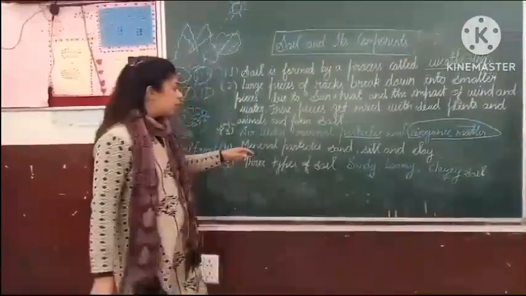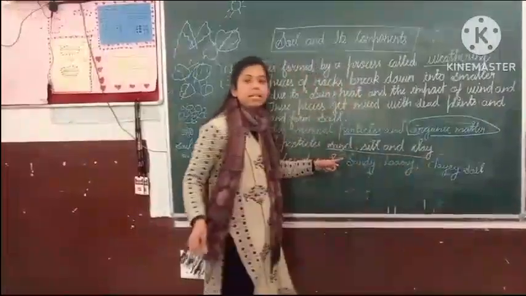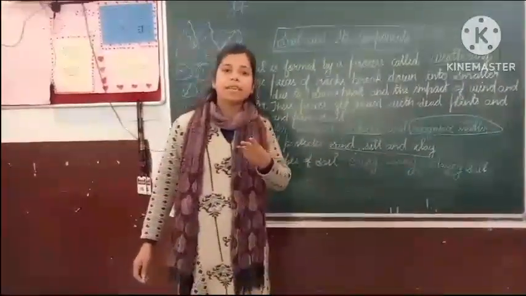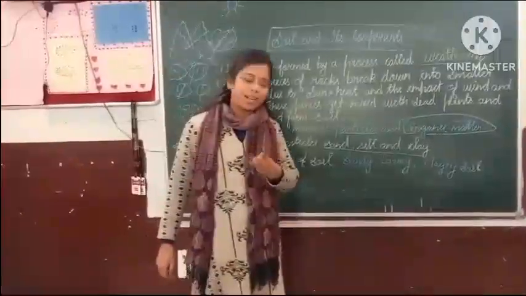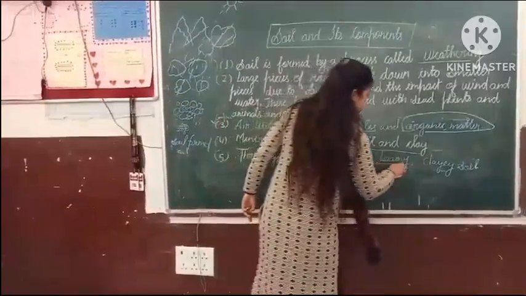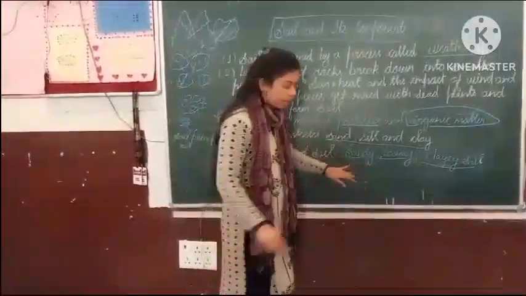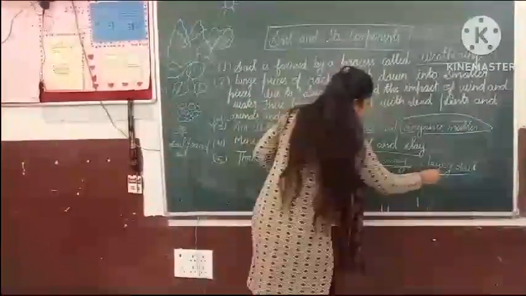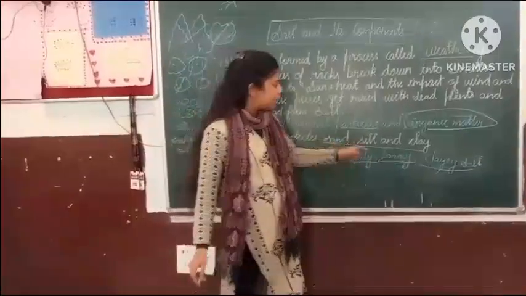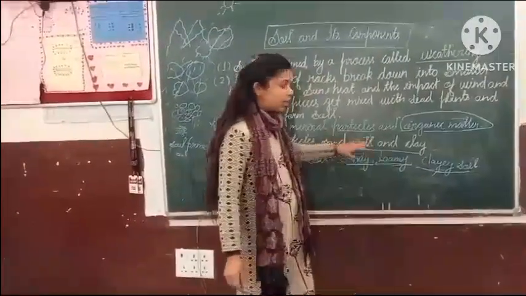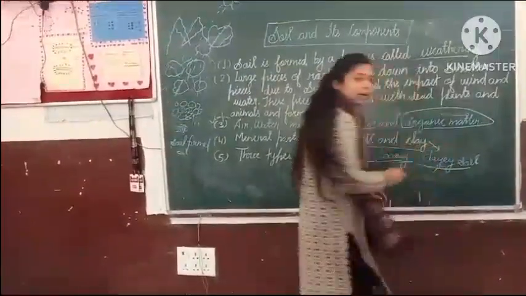Okay, so depending on these particles, we can see three types of soil. That is sandy soil, loamy soil and clay soil. Okay, sandy soil, loamy soil, clay soil. The soil is named according to how much of each mineral particle it consists of. Now see, sandy soil mainly consists of sand particles, loamy soil consists of all three types of particles, and clay soil consists of clay particles.